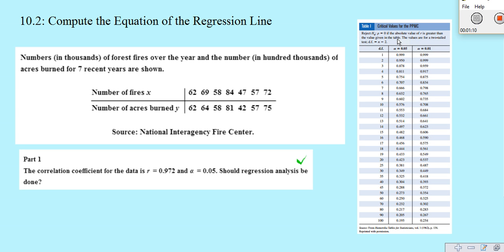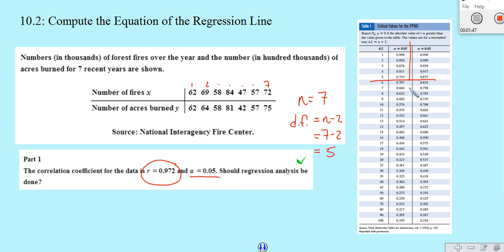So remember, table I allows us to take a correlation, and our correlation is r equals 0.972. It allows us to say that we have a sample size of 1, 2, 3, 4, 5, 6, 7. Therefore, our degrees of freedom is equal to n minus 2, or 7 minus 2, which is equal to 5. So we can come to our chart, come across at a degrees of freedom of 5. We have a significance level of 0.05.